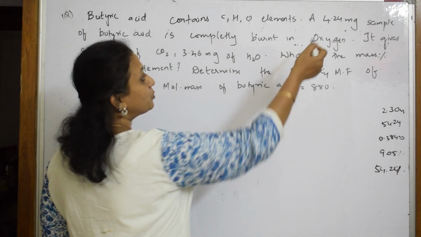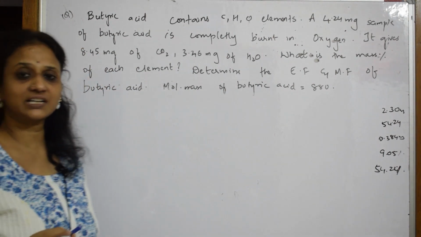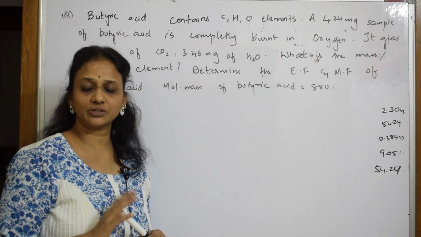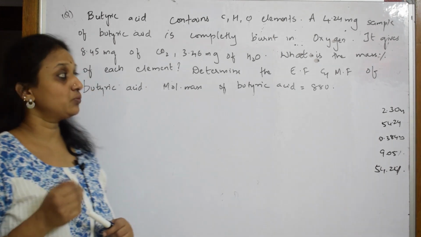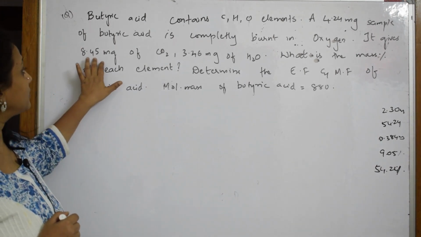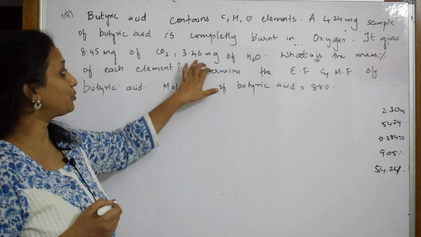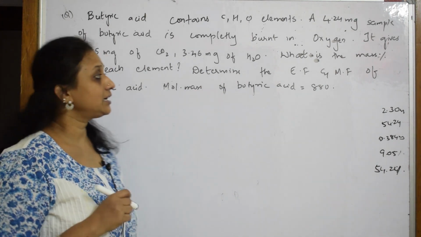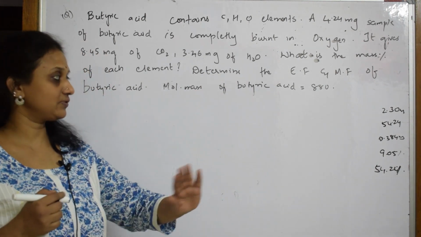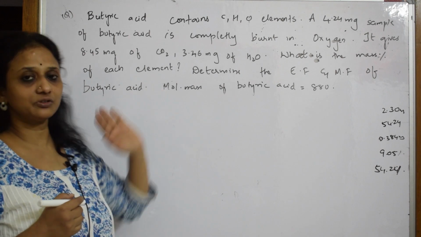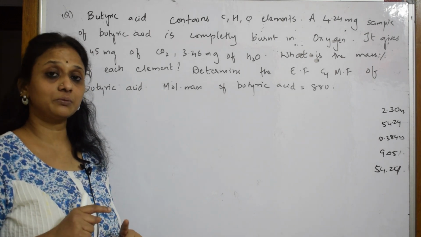What is this? A 4.24 milligram sample of butyric acid is completely burnt in oxygen. Okay, a combustion reaction happened, it seems. Then it gives 8.45 milligrams of carbon dioxide and 3.46 milligrams of water, right? What is its mass percentage? Okay, they've given us carbon dioxide, they've given us water, but here what is the problem?